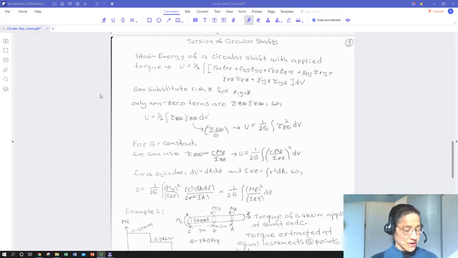This is our third lecture in torsion of circular shafts. So far we have defined strain and stress relationships for a shaft that's being twisted. This is subject to very particular conditions of displacement, namely small angles of twist, such that we can assume the only strain we have is shear in the z theta.